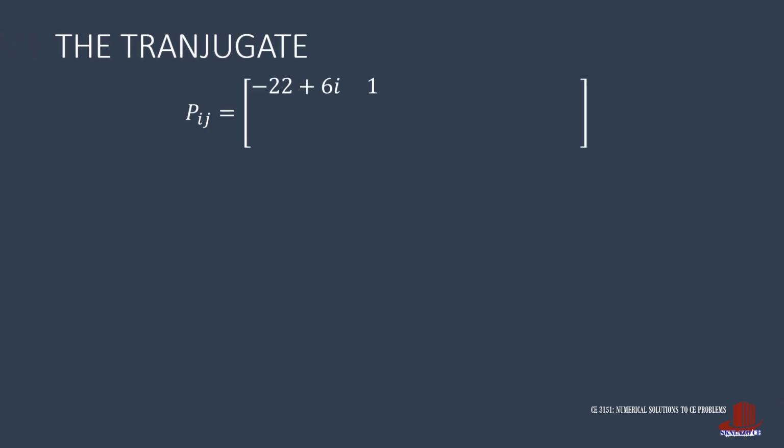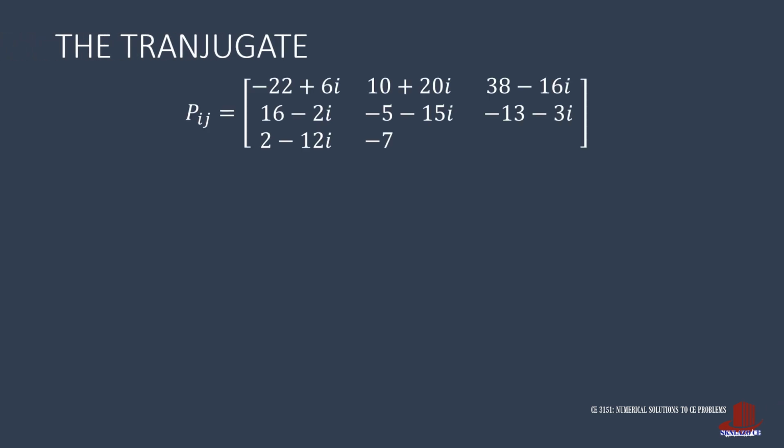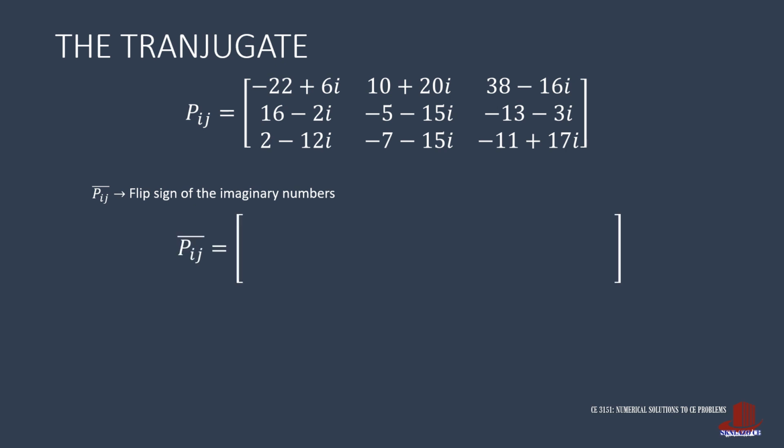The next operation to consider is the dagger with the cofactor. The dagger means conjugate transpose, and this operation requires two steps. One is to create conjugate, which is basically flipping the signs of the imaginary numbers. The notation of conjugate is bar, and the elements inside are transformed such that A11 becomes negative 22 minus 6i.